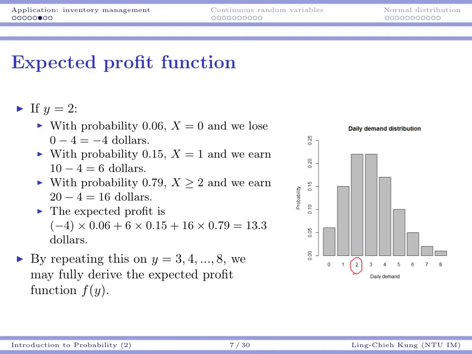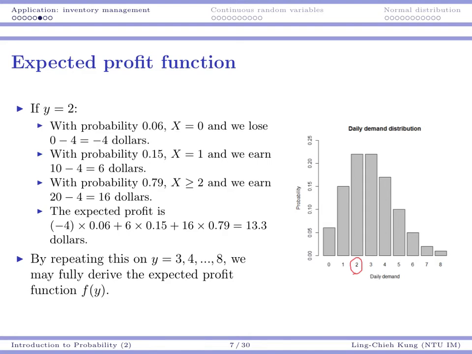So again, the expected profit in this case can be calculated by doing a weighted average of my 3 possible outcomes. I may lose $4, earn $6, or earn $16, and the weighted average is according to their probabilities. I find that I may earn $13.3 in expectation. So ordering 2 units is better than ordering 1 unit.